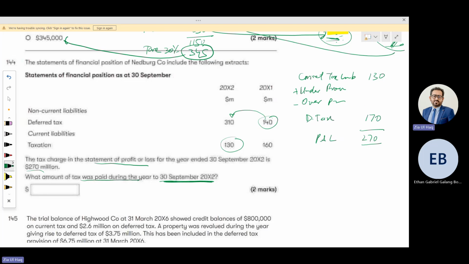Through this, can you calculate any under or overpaid? If both together become 300, we need to move toward 270. This means 30 should have been deducted from here. What is this? Over provision relating to the previous year. What was the previous year liability? The previous tax liability was 160. If there was an over provision of 30, how much did you paid?